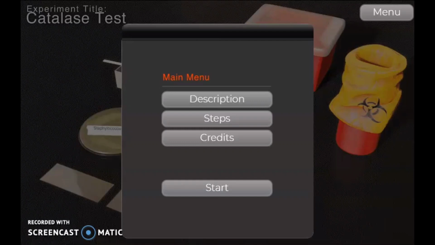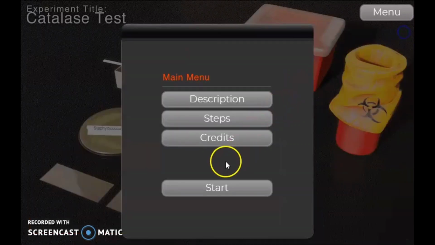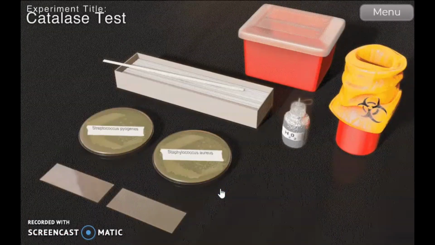Second, I will do lab simulation for catalase test. This is the procedure for the lab simulation catalase test. First of all, I will explain about the catalase test. The catalase test is used to differentiate Staphylococcus, which is catalase positive, from Streptococcus, which is catalase negative.